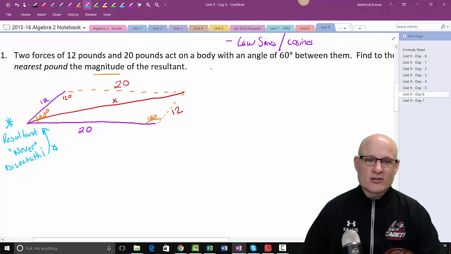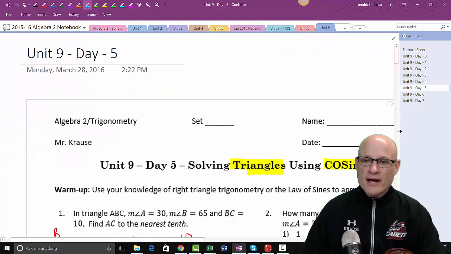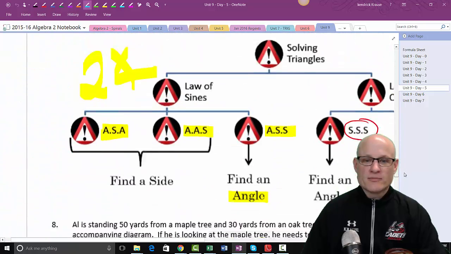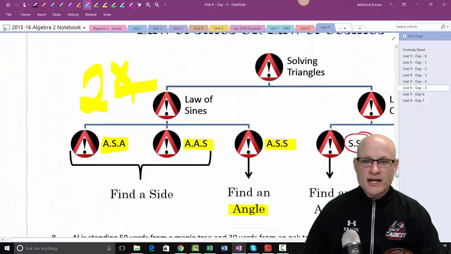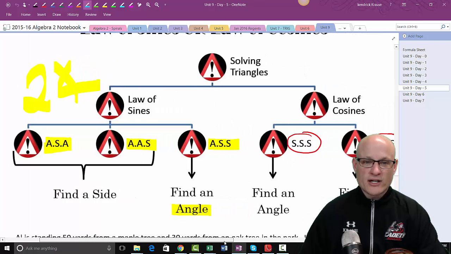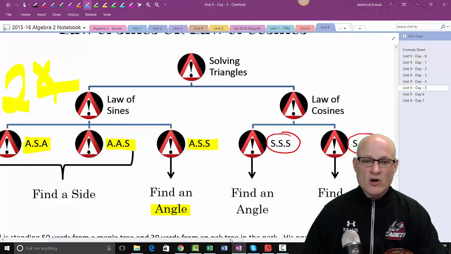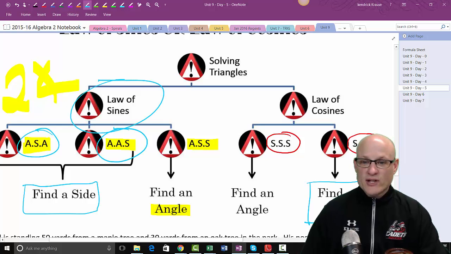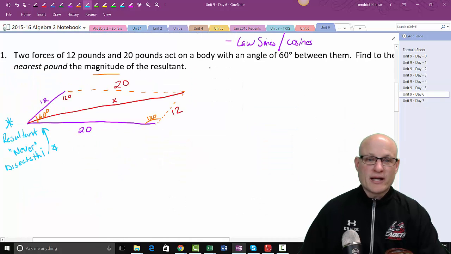Now I got to go back to my law of cosines document. My law of cosines document somewhere had a flow chart for me. I got to decide whether or not I want to use law of sines or law of cosines. Ultimately, I want to find a side. So I got to decide, do I have two angles? If I have two angles, I'm going to use the law of sines. If I have two sides, I'm going to use the law of cosines. So let's go back to see what we got.